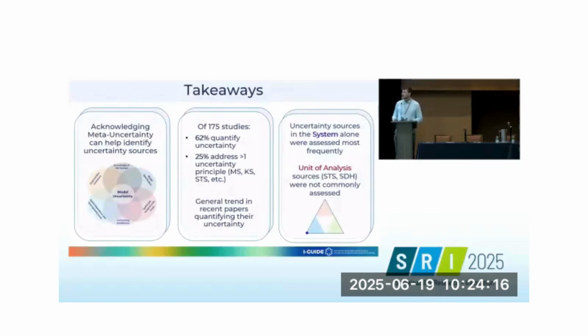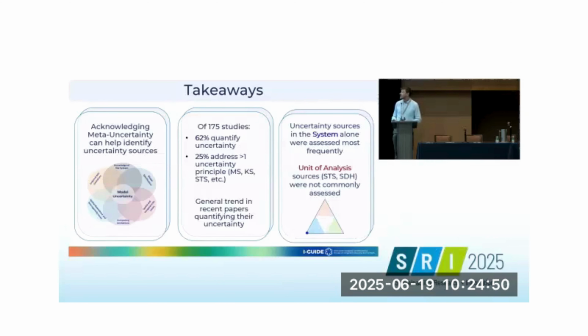Takeaways are that acknowledging meta uncertainty can help identify the sources of our uncertainty and go beyond those single values in our evaluation techniques. Roughly 2/3 of our studies quantified uncertainty, but only 25% addressed more than one uncertainty principle, with a trend moving towards quantifying your uncertainty. And lastly, uncertainty sources in the system were assessed most frequently, and unit of analysis sources, so spatial, temporal, scale, and spatial dependence, were not commonly assessed.